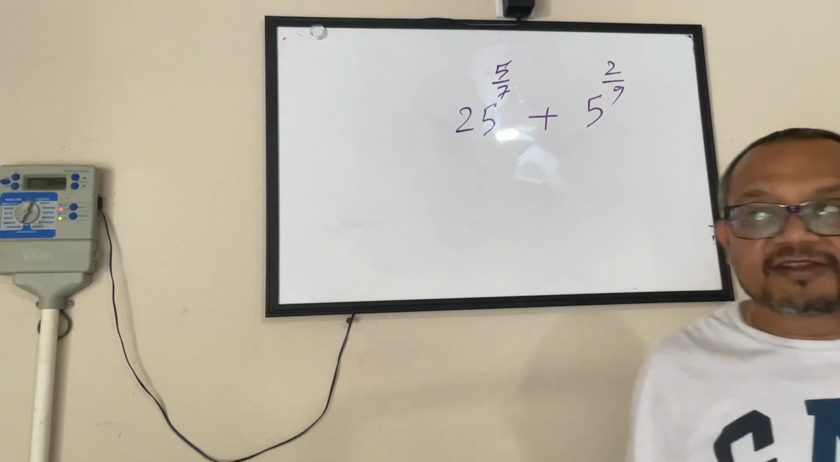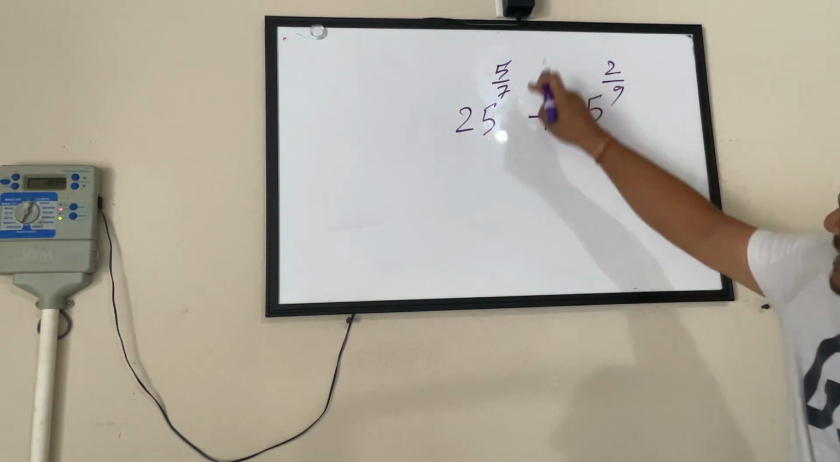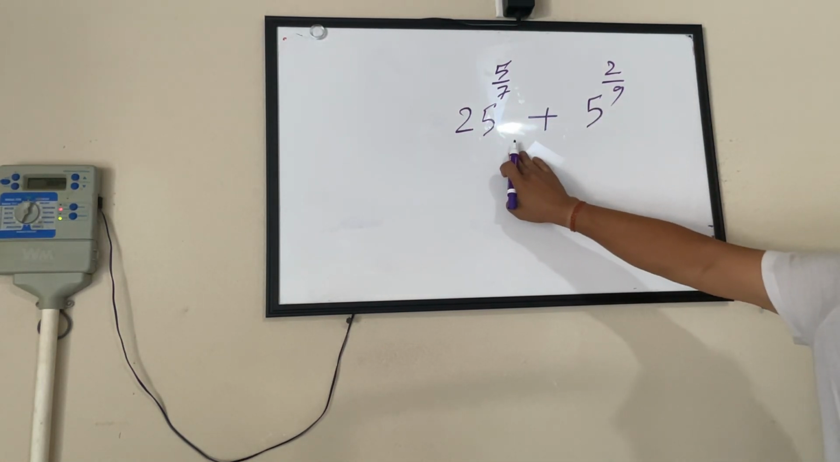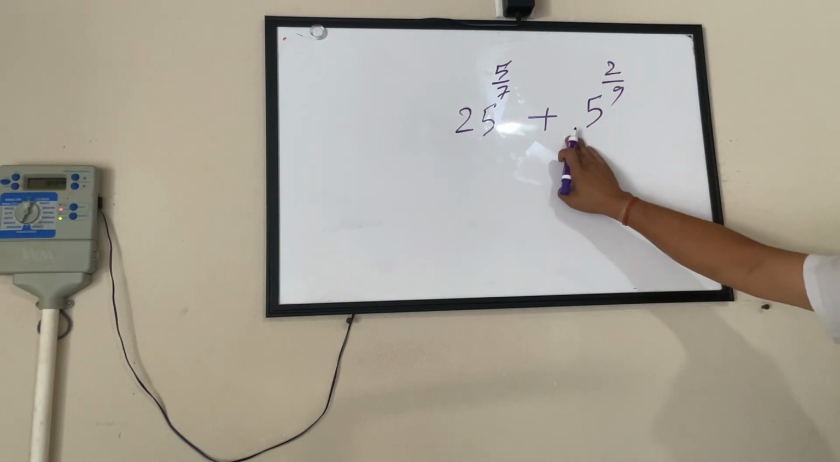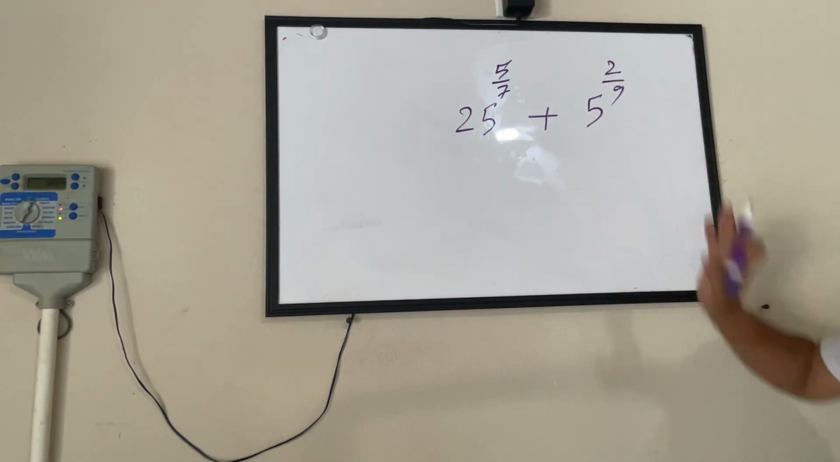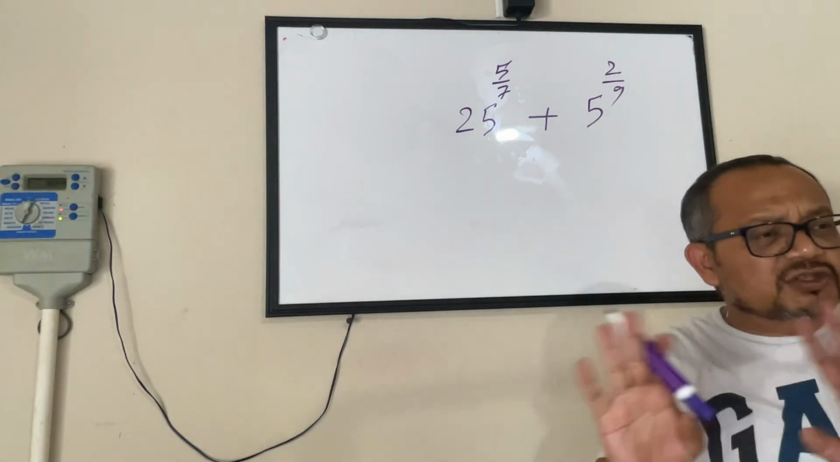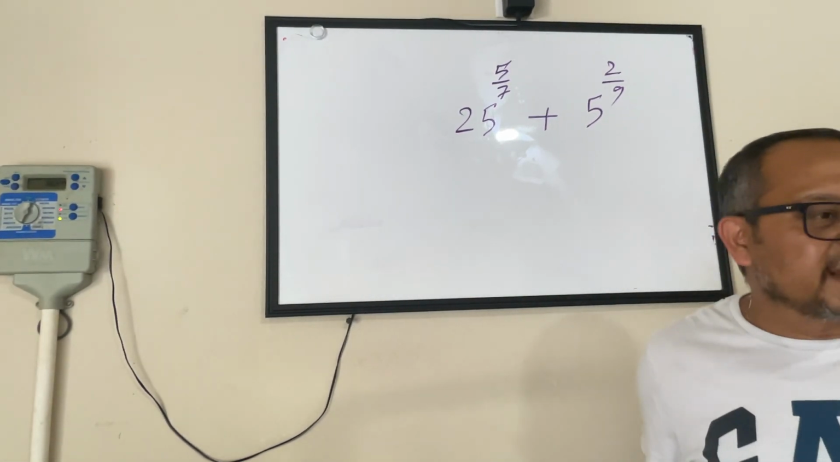One last question. 25 to the power 5 by 7 plus 5 to the power 2 by 9. Get me the most simplified form. You don't have to give me the exact answer, okay?